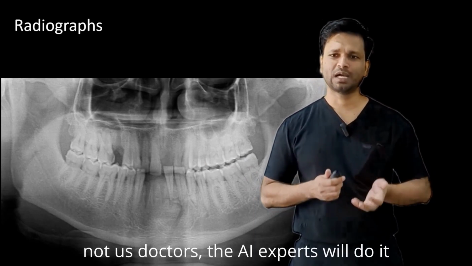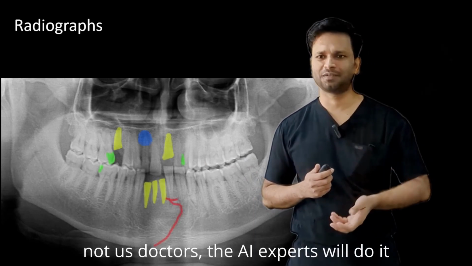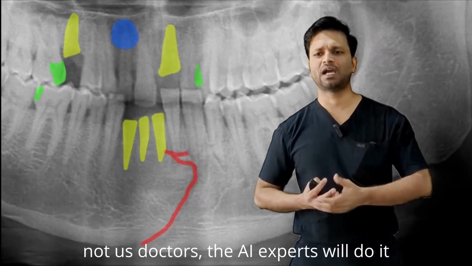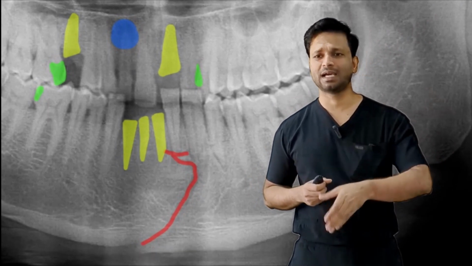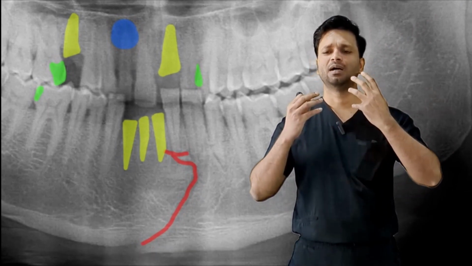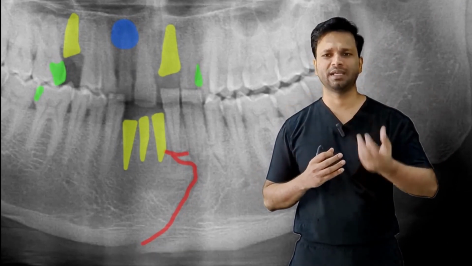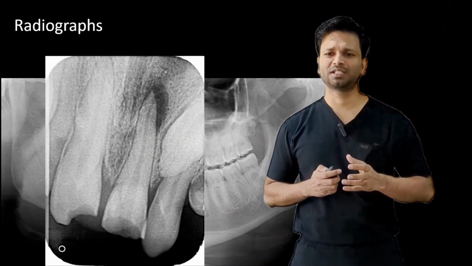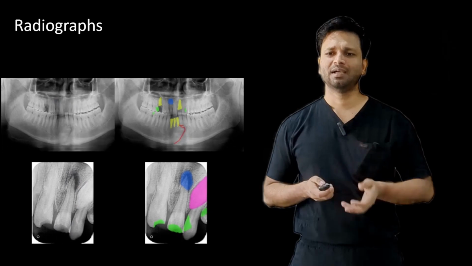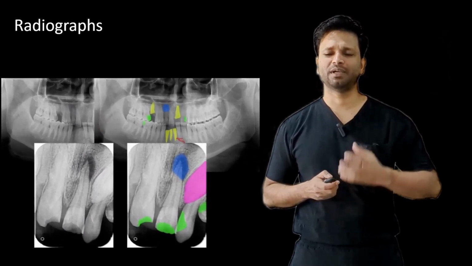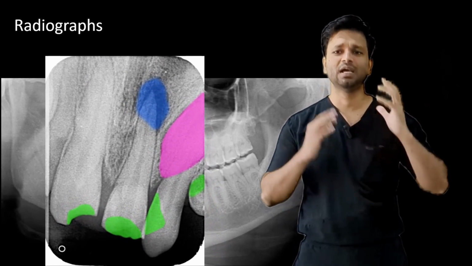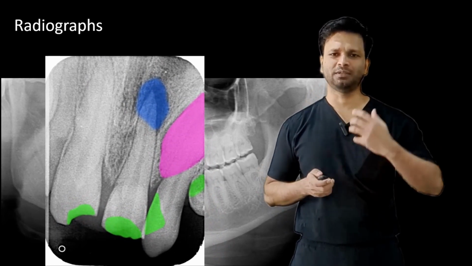Of course, before that, we'll have to train the artificial intelligence. For example, in this image, we have annotated the fracture line as red. Green color represents the caries, blue color represents periapical lesion. So if we have multiple such data to train the AI, for example, in the IOPA, we have shown the caries as green color, blue color represents periapical lesion, pink color represents the impacted tooth.